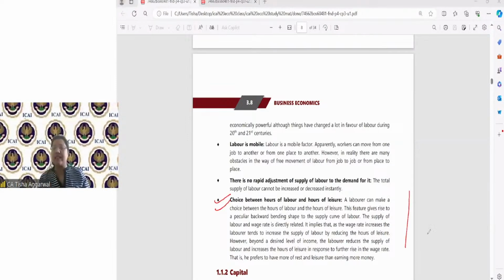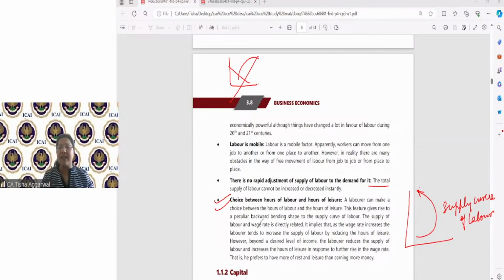If you see, this basically says that the supply curve of labor is backward bending. Look at this. This is going backward bending. What is front or ahead bending? This, no. The labor hours is always backward bending. Why is it backward bending?